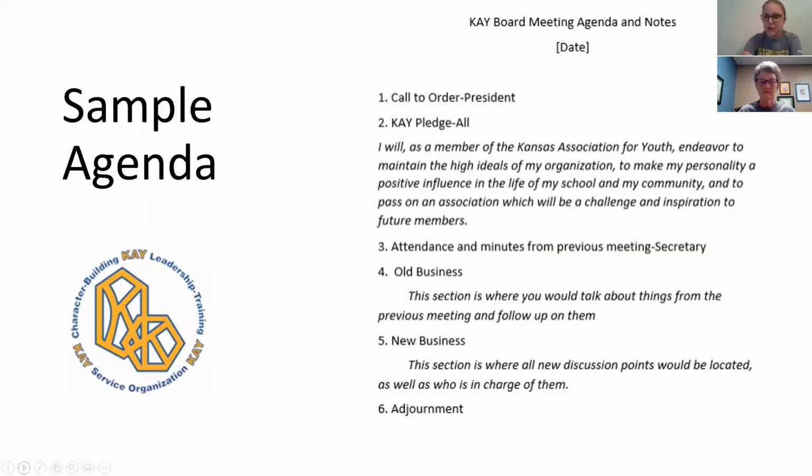In this, we have the call to order by the president and the KAY pledge. And then you'll notice number 3, attendance and minutes from previous meeting by the secretary. So this is where the secretary could go over things that were discussed in the previous meeting, and also take attendance for the members or board members or whoever you're meeting with who are in attendance and not there.